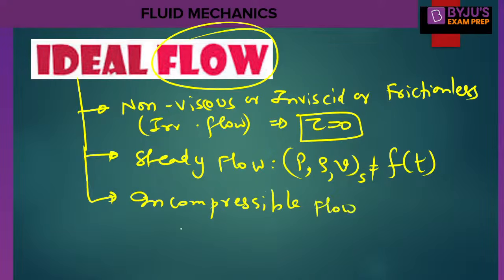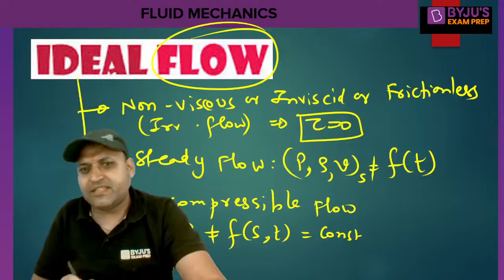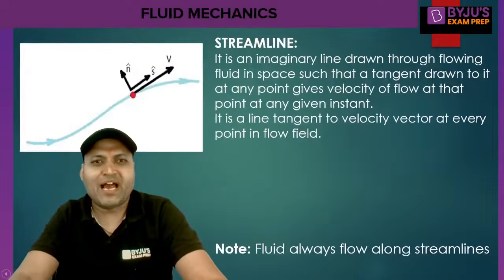What is incompressible flow? When density is neither a function of space nor time. Density is constant in the flow. That makes the flow to be ideal. These are the conditions for the flow to be ideal.